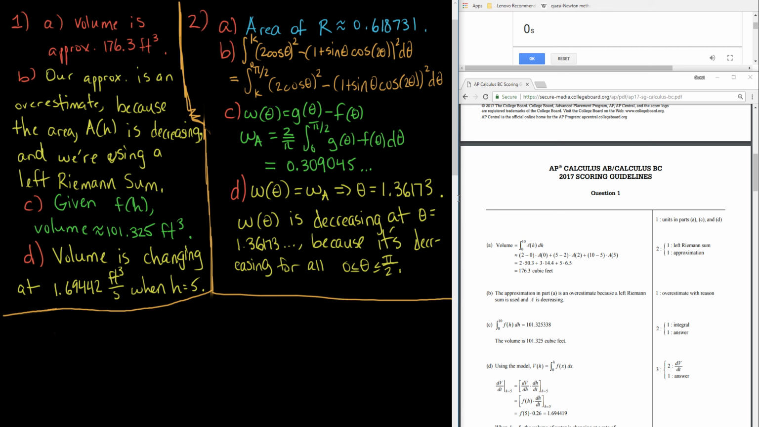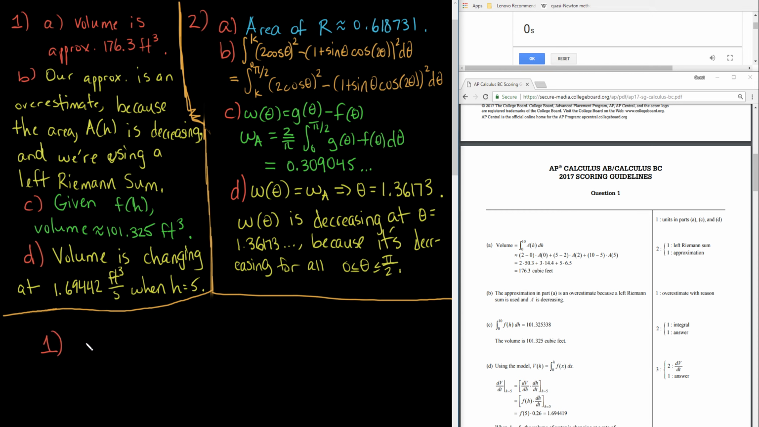But you do remember that we had this left Riemann sum where we were doing 2 times A0, and so on. So this is 2 times 50.3 plus 3 times 14.4. I'm going to give myself the point for the left Riemann sum because I did that correctly. And if it was on paper, I would have kept it down. So let's keep track of this in 2 places.